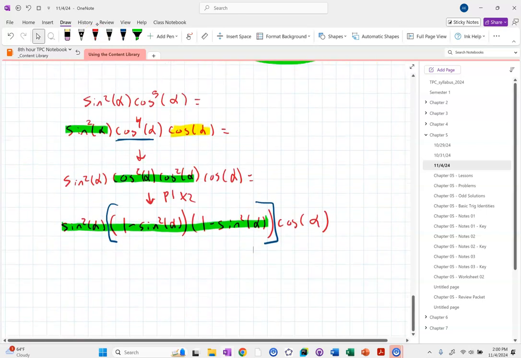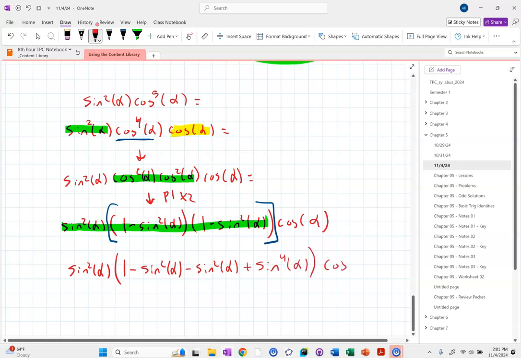Typically, I'd rather foil first and distribute second. I think it's less likely to make an algebra mistake. So 1 times 1 is 1. 1 times negative sine squared is negative sine squared. Negative sine squared times 1 is negative sine squared. And negative sine squared times negative sine squared is positive sine to the fourth. Remember that when we multiply exponents, we add the exponents, right?